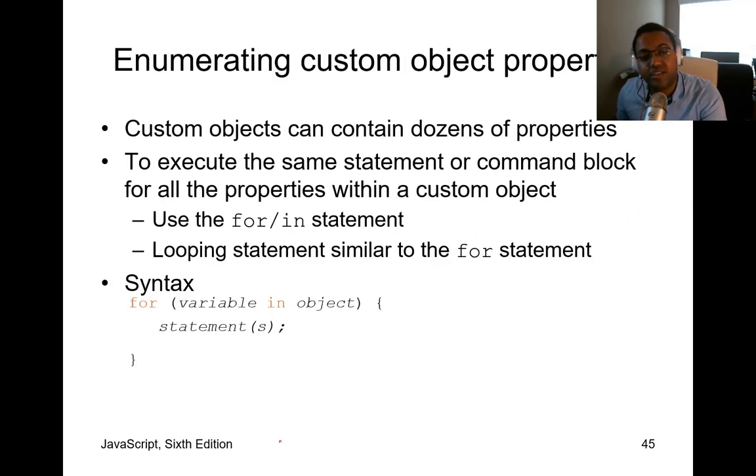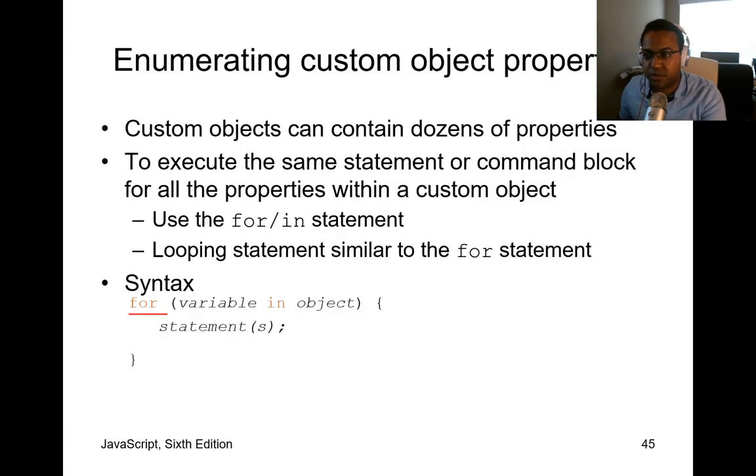Custom objects can contain dozens of properties. Dozens, hundreds, thousands of properties. And it can execute the same statement or command block for all the properties within the custom object. So use a for loop to loop through specific objects. So for variable in object. Now, this is a little interesting because for variable in object, actually, it would be for each.